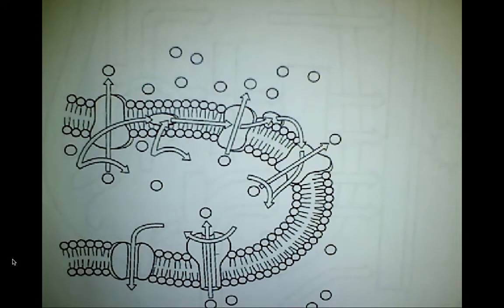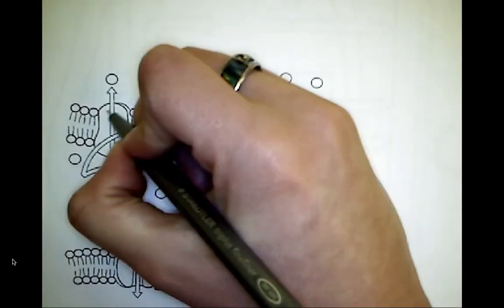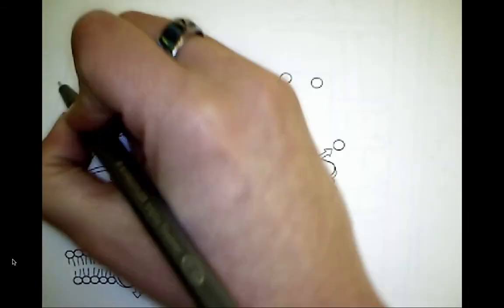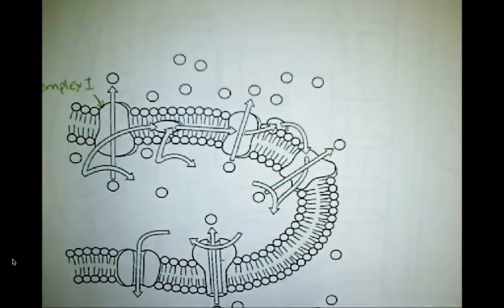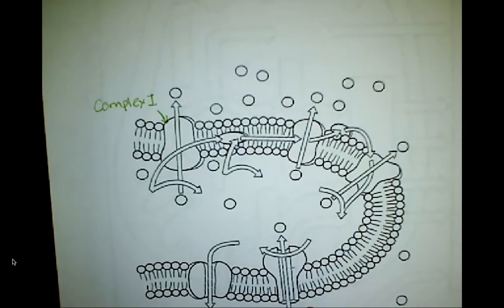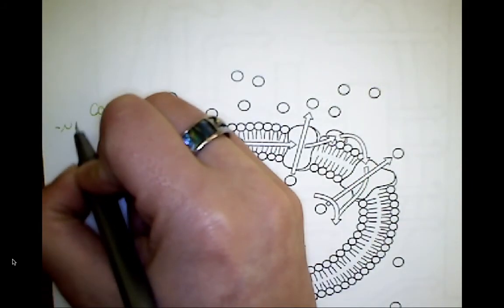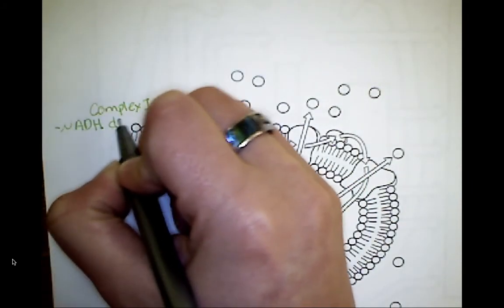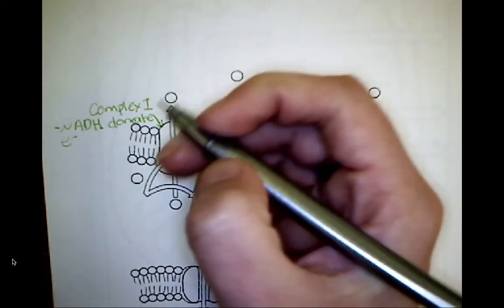Okay. Here we go. Ready? This first guy that we're going to meet has the name of complex 1. So that's this one right here. The good news is they don't have really tricky names, complex 1, okay? So that's the good news. So complex 1, what happens here is NADH is going to donate its electrons, okay?